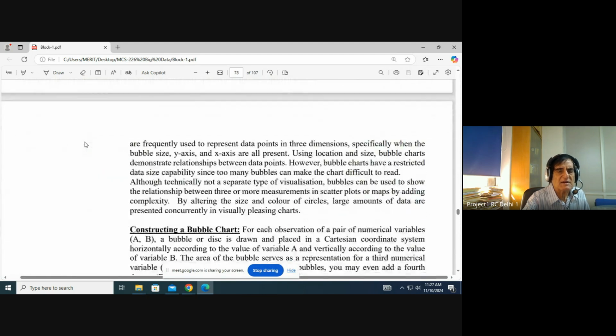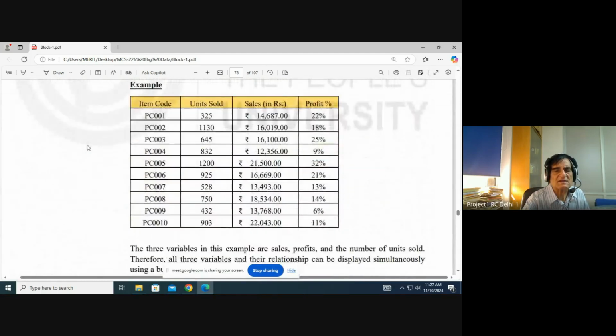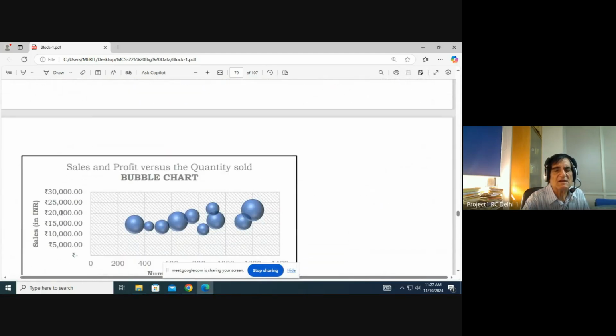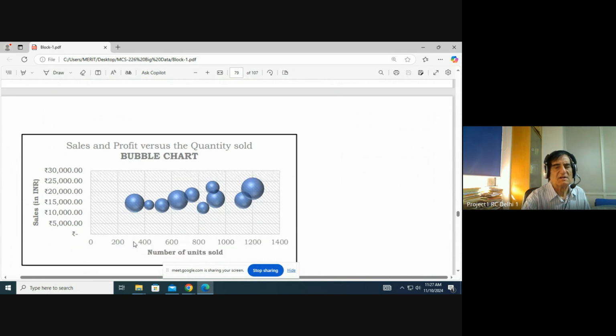Now a bubble chart is just made of these bubbles. The size of the bubble is bigger for more money and smaller for less money, and so on. Bubble chart: sale and profit versus the quantity sold. How much sale happened, how many units sold. So that type of thing.